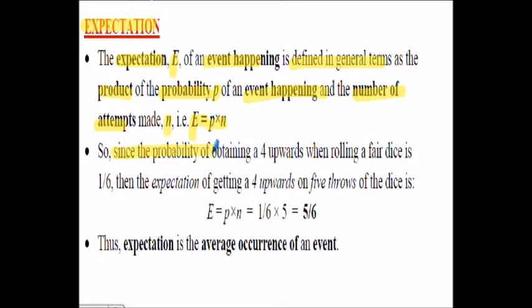So as the probability of obtaining a 4 upwards when rolling a fair dice is 1 upon 6, then the expectation of getting a 4 upwards on 5 throws of the dice would be E equals P times N. The probability in this case is 1 upon 6. There's one side that has a 4 on the 6 sides of the dice, and we're throwing the dice 5 times. So the expectation of getting a 4 upwards would be 5 divided by 6. Expectation is sometimes termed the average occurrence of an event.